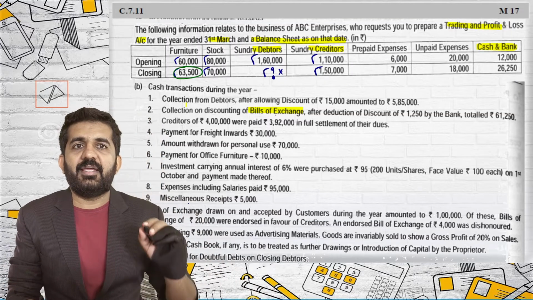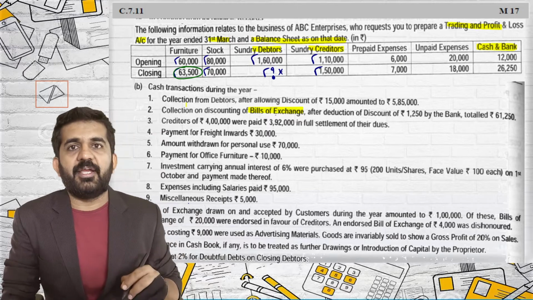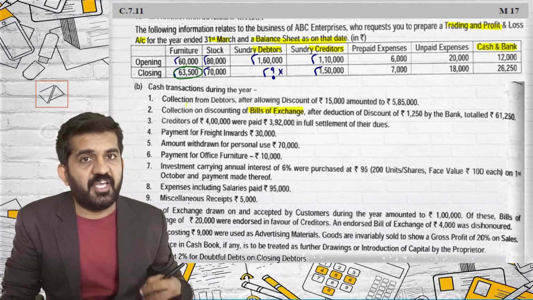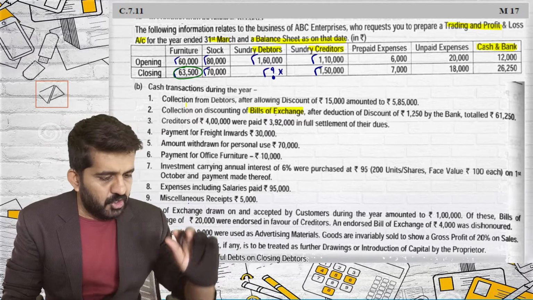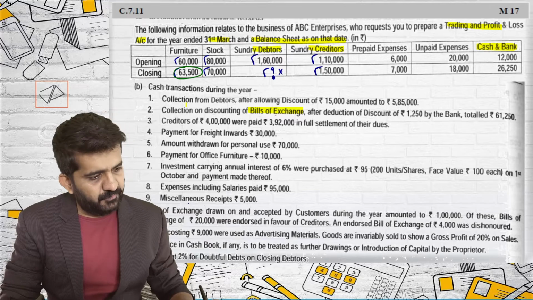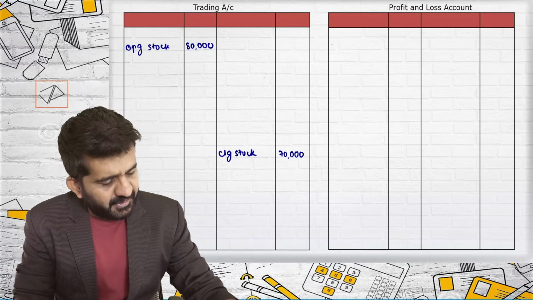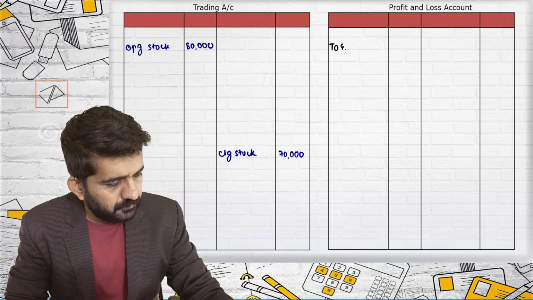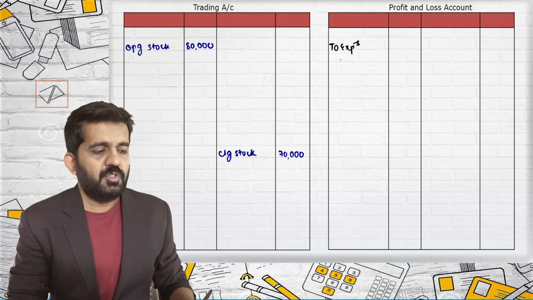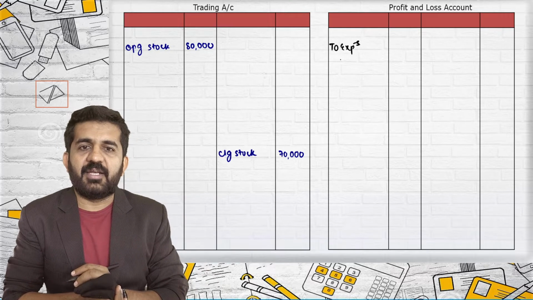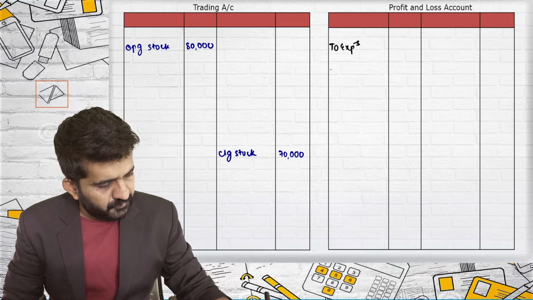Expenses. I am having a profit and loss account. I know there are prepaid expenses, outstanding expenses, opening balance, closing balance. So I will do a format in the P&L account first. This is my profit and loss account. I start with expenses. Whatever the expenses are, I'll be writing them in the inner column.